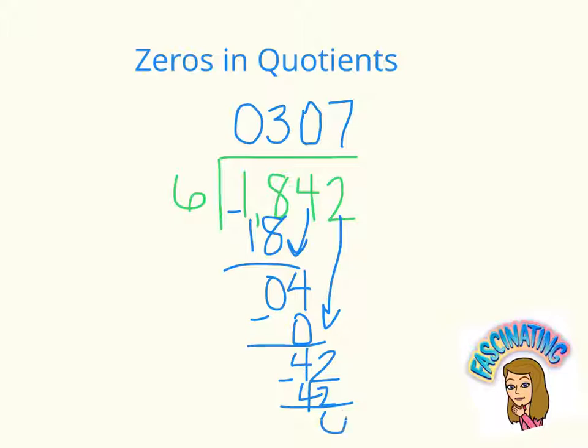Subtract. 42 minus 42 is 0. No more numbers to bring down. So my final answer and my quotient is 307.